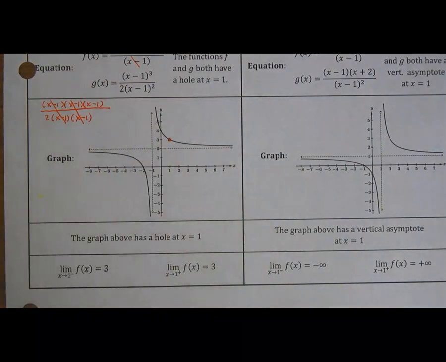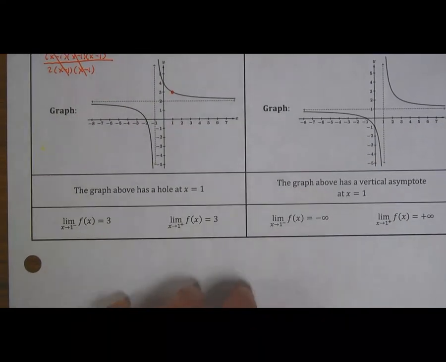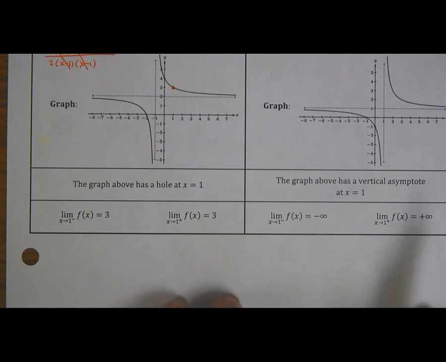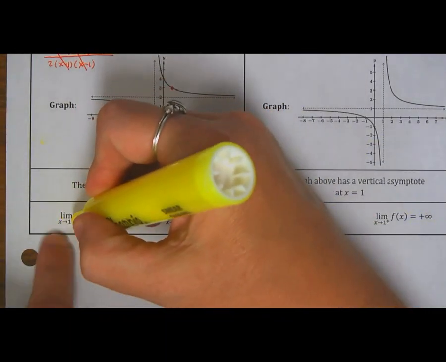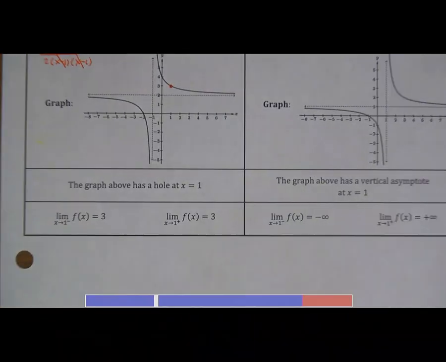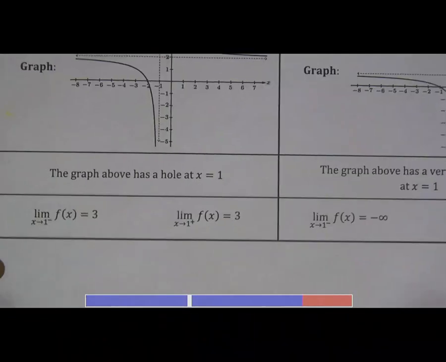It says the graph above has a hole at 1. And here's the pre-calc component. It's going to be a little bit challenging for some of you. Look at how you write limit statements for holes. Okay, I'm going to zoom in. I'm going to say this out loud a couple of times so you can be really comfortable with it.